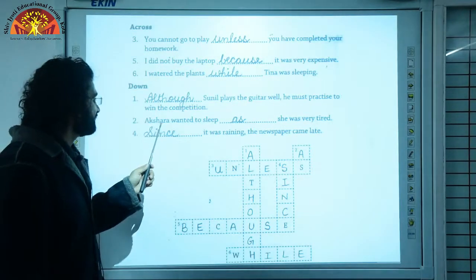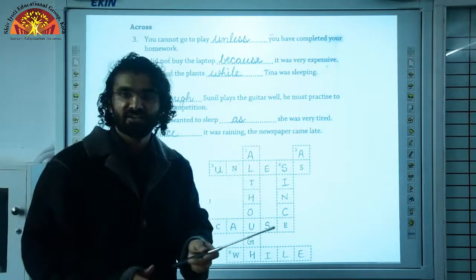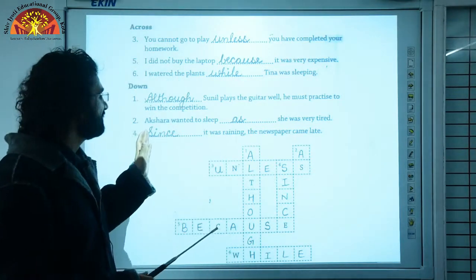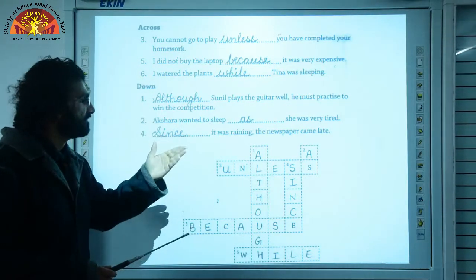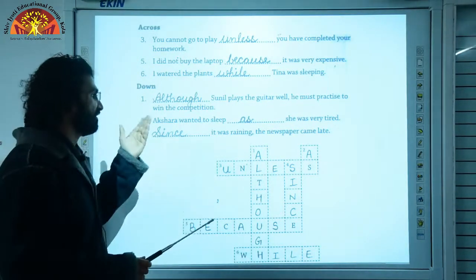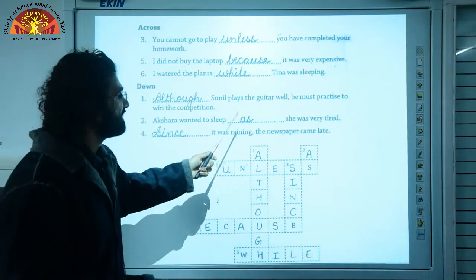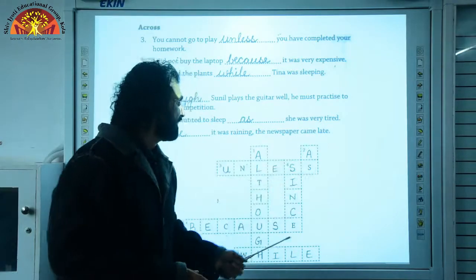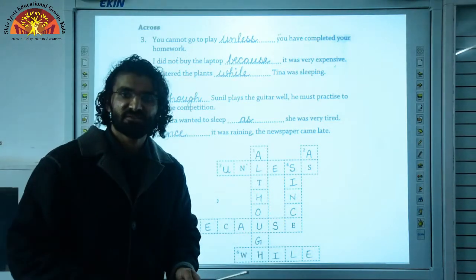Alright. Akshara wanted to sleep as she was very tired. This could be two sentences. Akshara wanted to sleep, full stop. She was very tired. But this is now one with the help of this conjunction, as. Akshara wanted to sleep as she was very tired. I believe you can do this beautiful, interesting crossword on your own as your homework.